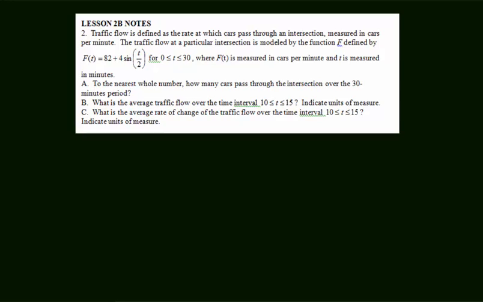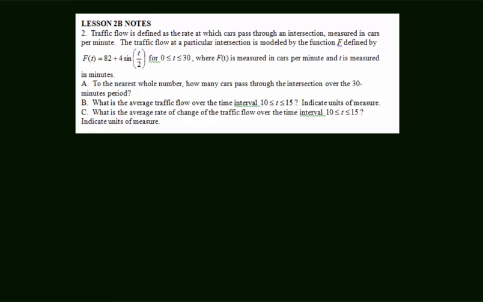Example number 2. Traffic flow is defined as the rate at which cars pass through an intersection, measured in cars per minute. The traffic flow at a particular intersection is modeled by the function f, defined as you see there, where f of t is measured in cars per minute and t is measured in minutes.